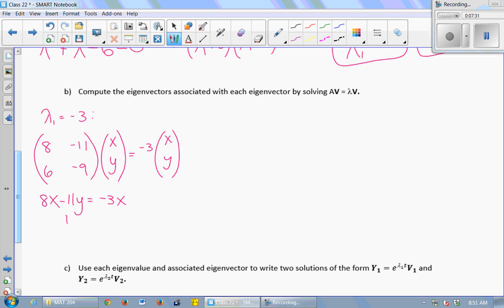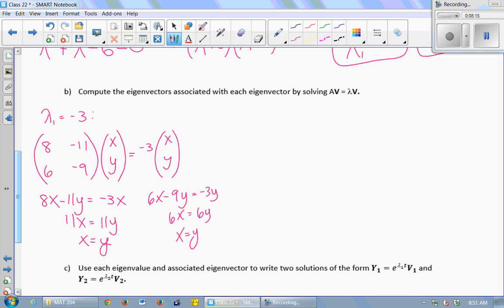So when I solve this, you get 11x has to equal 11y, so x has to equal y. In the second equation here, let's just make sure it doesn't tell us something different. We'll see if there's any more information there. That says 6x minus 9y has to equal negative 3y. So 6x has to equal 6y, so x has to equal y. Same information. A classic result is that either both equations give you the same information, or one equation gives you no information at all, and you just use the other one.